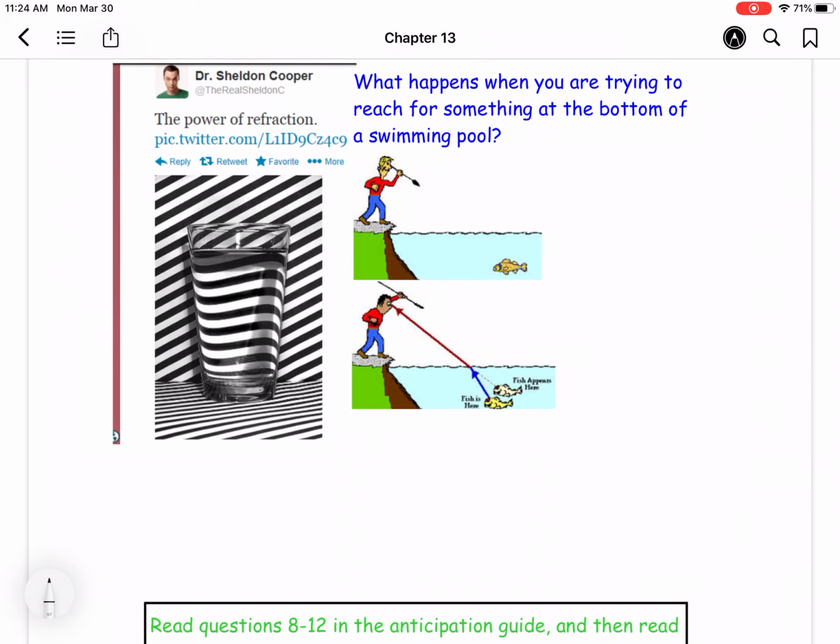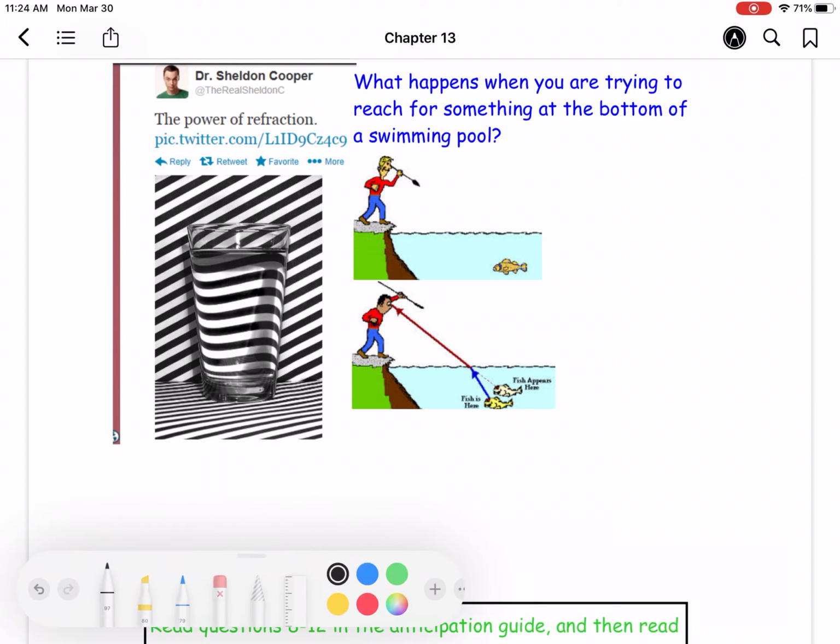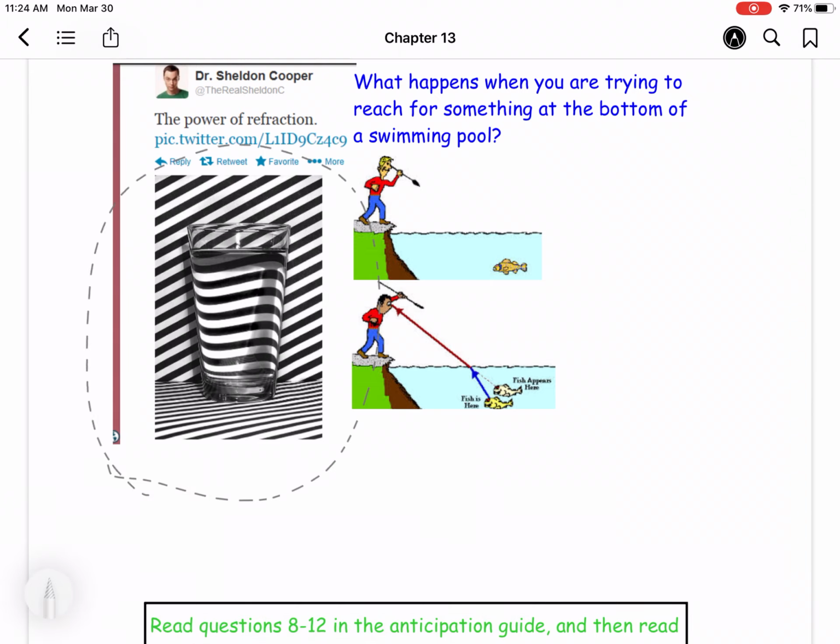So, for example, you've seen this before in real life. You take a pencil and you put it into a glass of water. It looks like the pencil is broken. You've got Dr. Sheldon Cooper here. He shows this here, right? Which is kind of a cool idea of refraction, right?